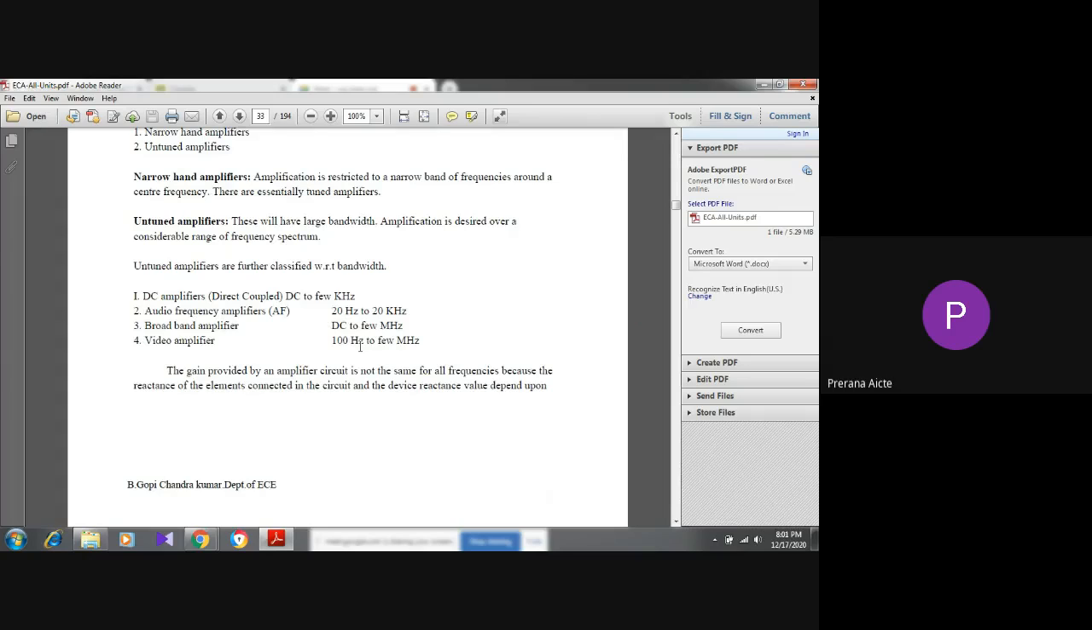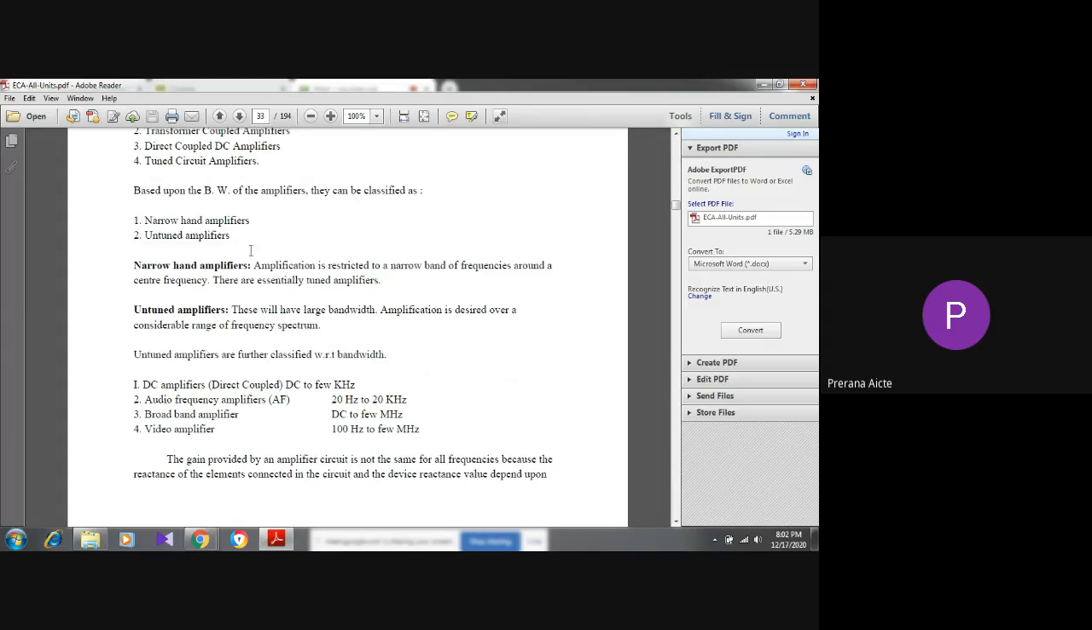The gain provided by an amplifier circuit is not the same for all frequencies, because the reactance of the elements connected in the circuit and the device reactance depend upon some reactive elements. So these are the two types of amplifiers based upon bandwidth: one is narrow band, another is untuned. Okay, next.